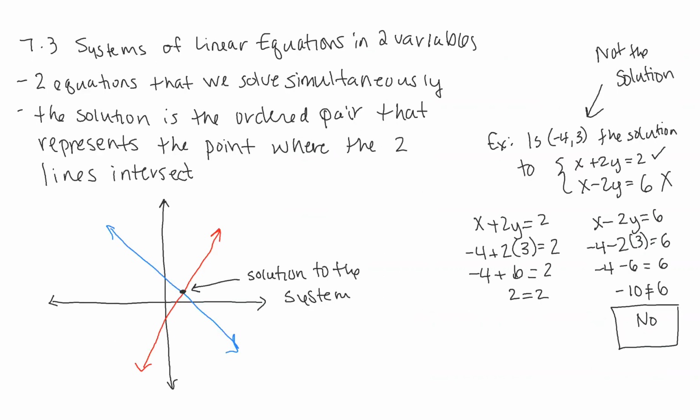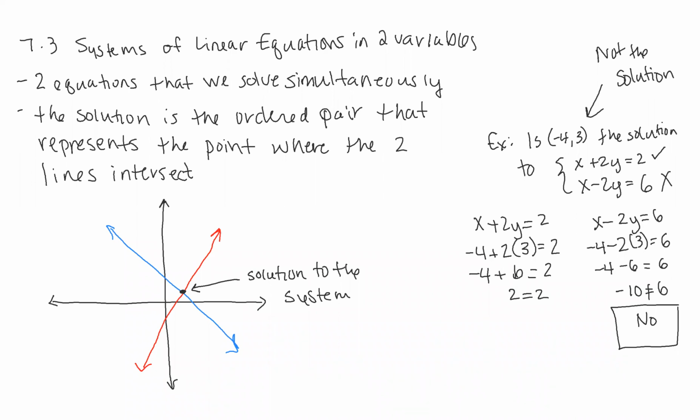So we have systems of linear equations in two variables. It's basically two equations that we're solving simultaneously. What we're really looking for in the solution is the point where the two lines intersect, because that's going to be the ordered pair that satisfies both equations.